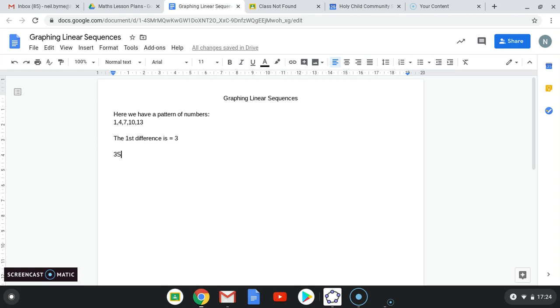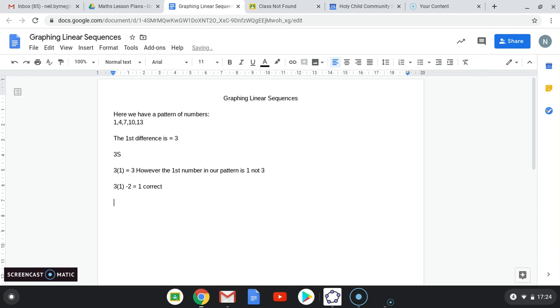So anyway, 3S. And we're going to see if that's enough. Well, if we look at our first stage, we get 3 times 1, which is 3. However, the first number in our pattern is 1, not 3. So to get 1, we'd have to go 3 times 1, 3 being our difference, 1 being the first stage, minus 2 is going to give us 1, which is correct.